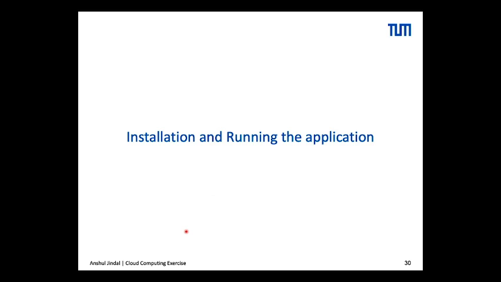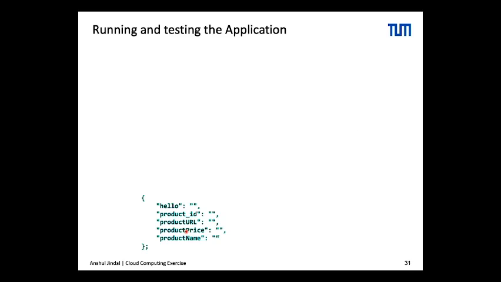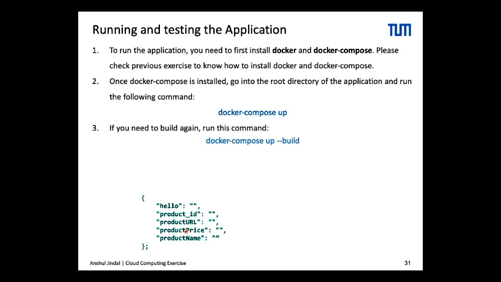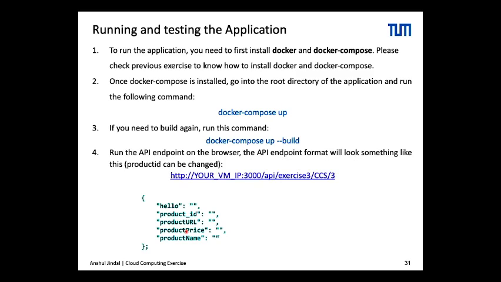So now how you can install and run the application. It's the same as the last exercise. Download the code. You have to have Docker and Docker Compose. Docker Compose is for docker-compose up. This will not build, it will run the application. But if you run docker-compose up --build, it will also build and run the application.